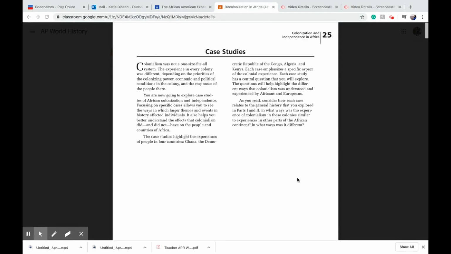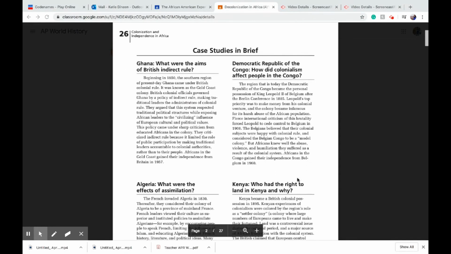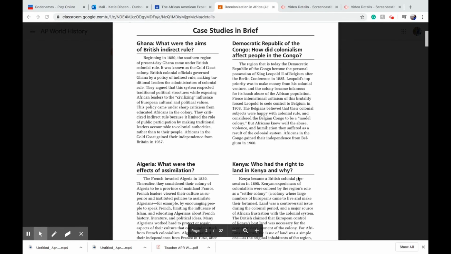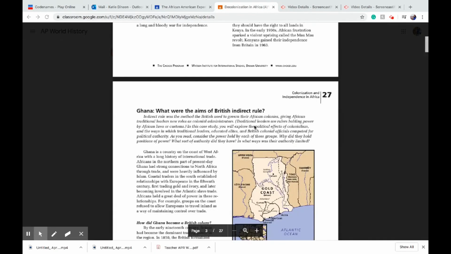You'll notice that one of the columns on page 44 asks you to answer the overarching or the essential question for your case study. The questions are what are listed here. They're also listed in the title of your case study.